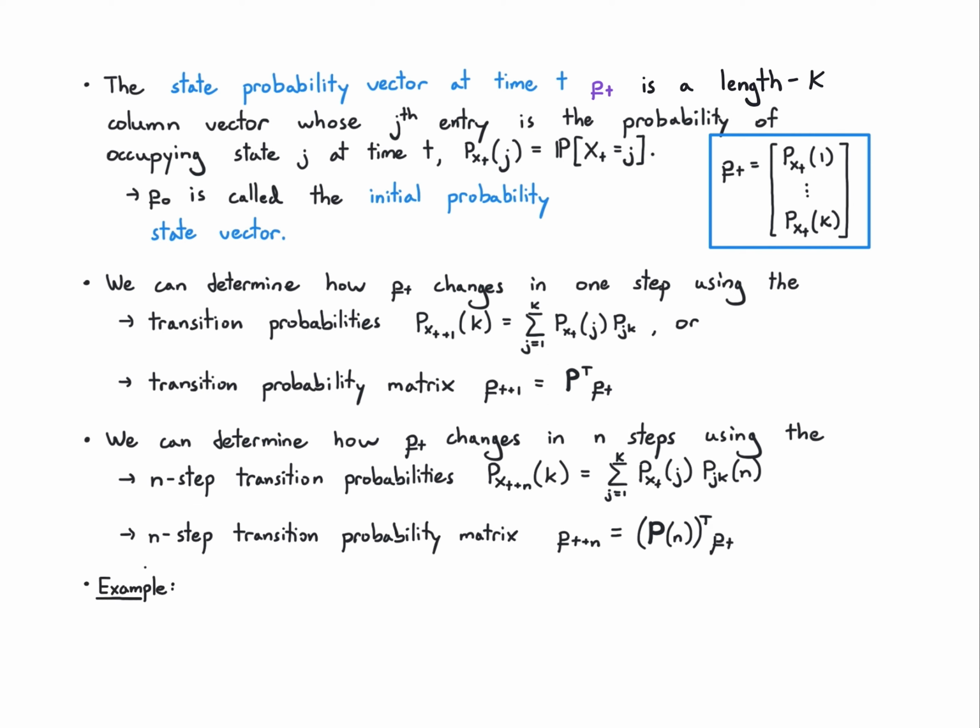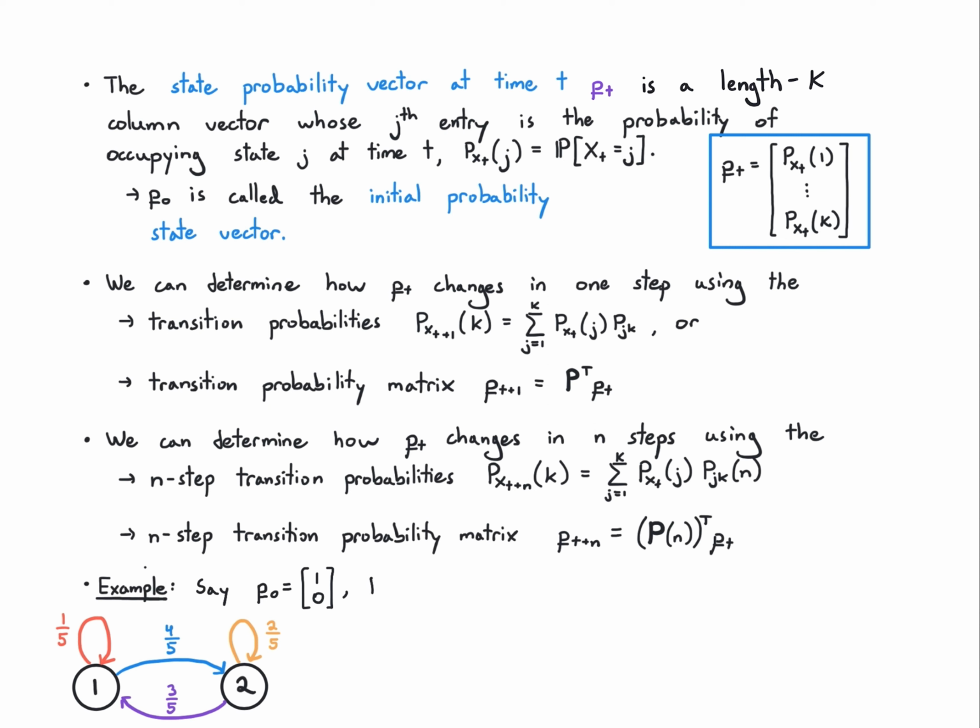Let's do an example. Let's say that I start out in state 1. So I start in state 1 with probability 1, and I want to figure out the state probability vector at time 1 and time 2. The way I'm going to do that is just multiply by this transposed transition matrix. So I write that out: 1/5, 4/5, 3/5, and 2/5. And I multiply by (1, 0), and I get 1/5 and 4/5, just the first column.